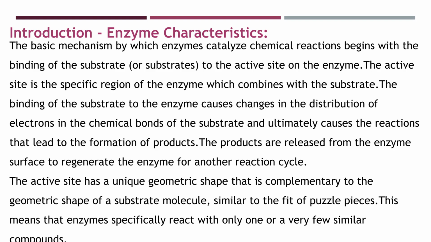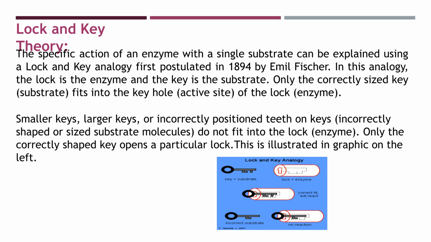The active site's unique shape ensures specific reactions with one or a few similar compounds. The lock and key theory, proposed by Emil Fischer, explains enzyme specificity using an analogy where the enzyme is the lock and the substrate is the key. Only the correctly sized and shaped key fits the lock's active site to initiate the reaction.